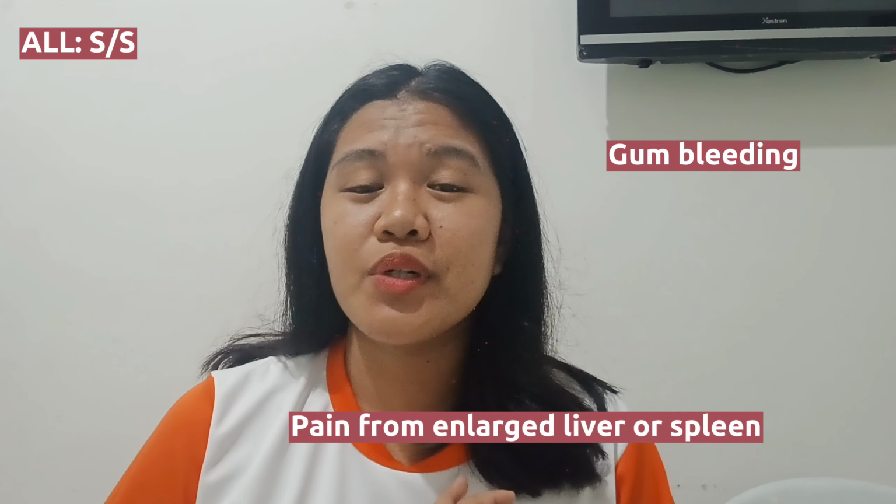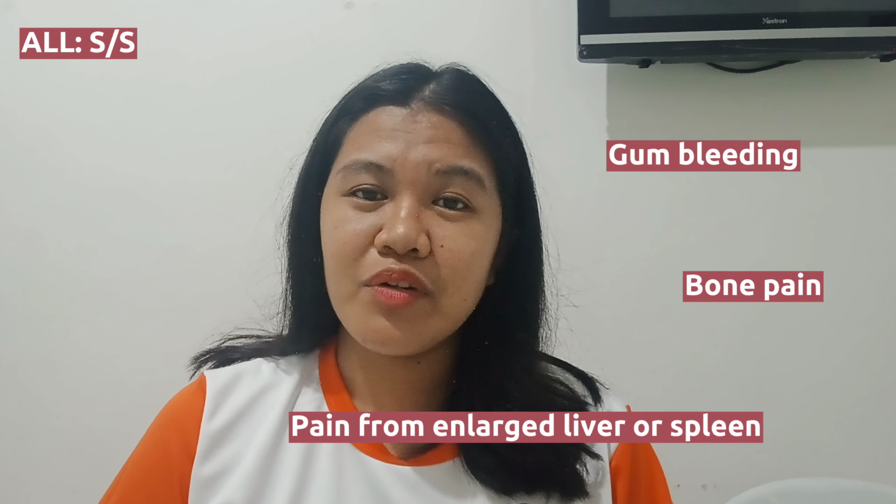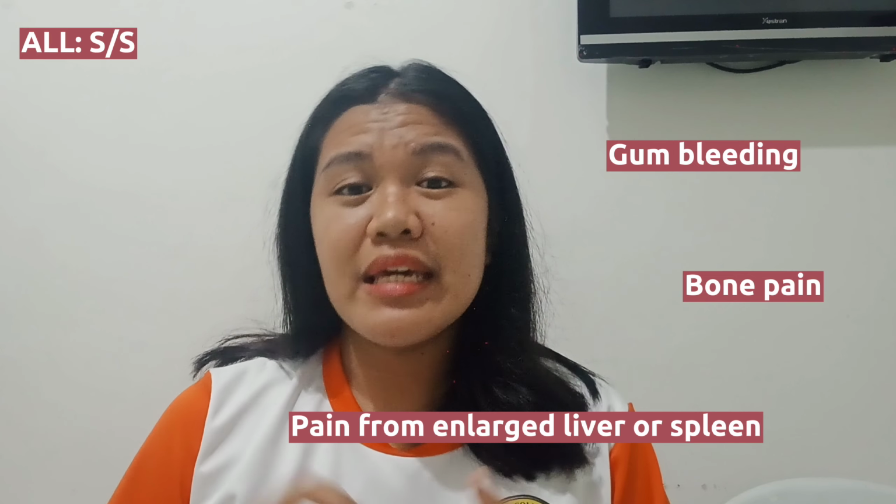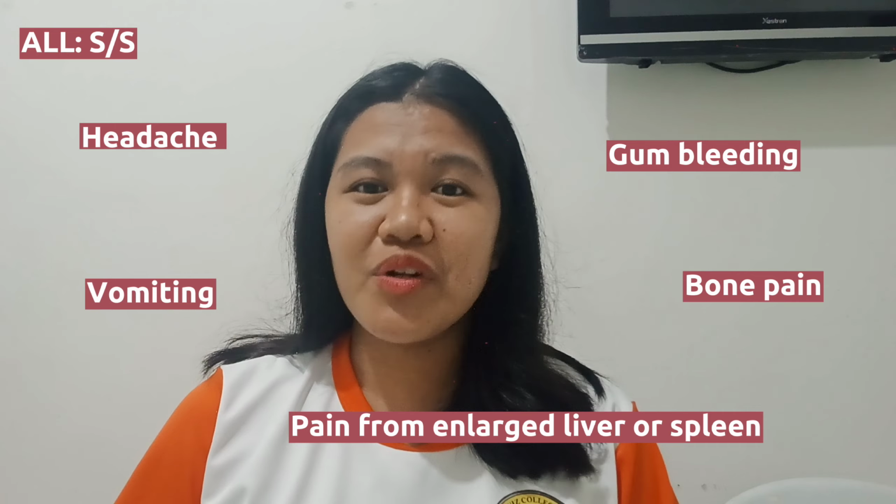Immature lymphocytes proliferate in the marrow and impede the development of normal myeloid cells. As a result, normal hematopoiesis is inhibited, resulting in reduced numbers of granulocytes, erythrocytes, and platelets. These are the signs and symptoms of ALL, or acute lymphocytic leukemia. They include gum bleeding, pain from an enlarged liver or spleen, and even bone pain. The patient may also exhibit cranial palsies, or even headache and vomiting because of meningeal involvement.